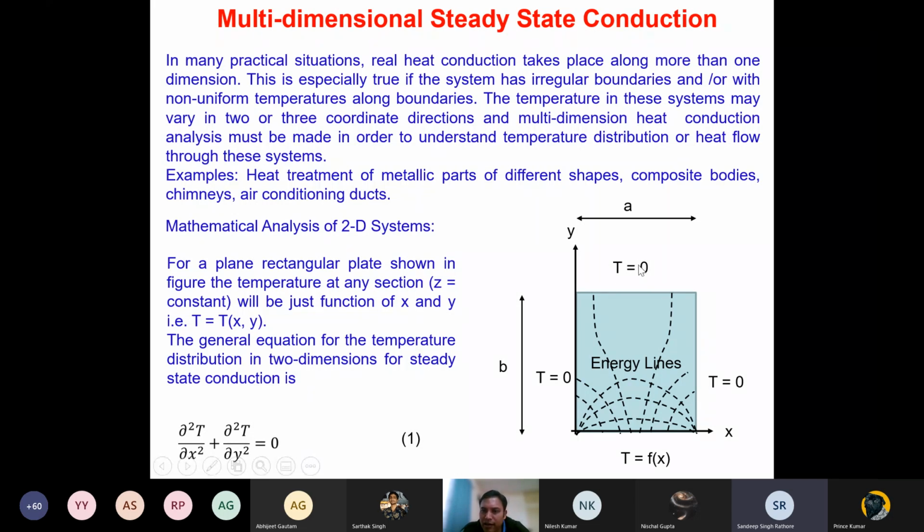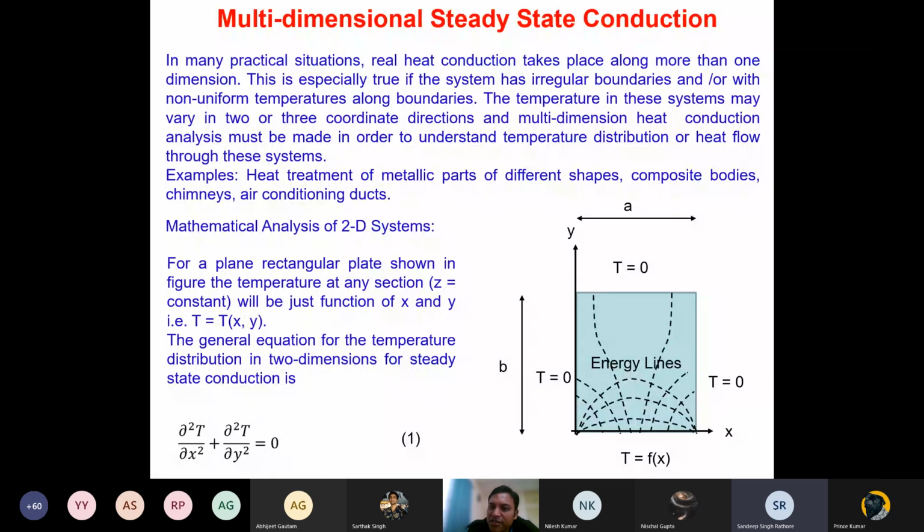Again, the temperature on this particular surface is 0. At this surface is 0. Here the temperature is 0. And the temperature is only varying along the x-axis here, and that is given by T equals f of x, where f of x is any function. It could be linear, it could be exponential, it could be sinusoidal, any function. This wording is very important. T is given as f of x. f of x is any function. Why that is important, I will come to very soon.